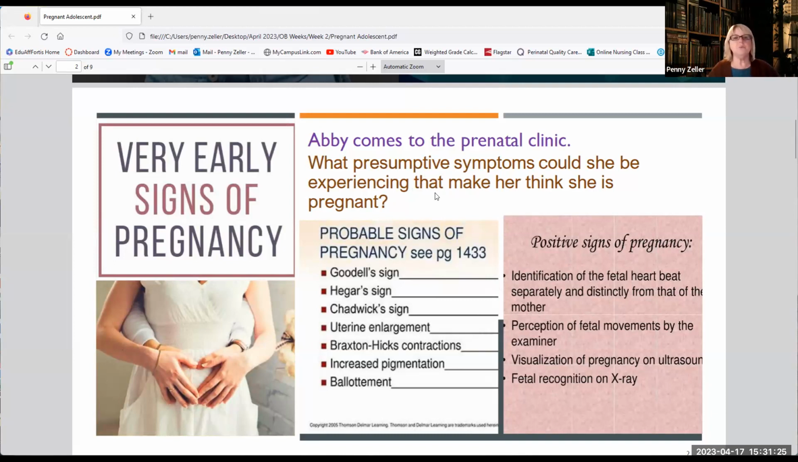Okay. So presumptive, if you try to remember these in the setting of admitting a new client into your practice, when she comes in and she tells you her symptoms, she thinks she's pregnant. What are some of her presumptive symptoms? We're presuming she's pregnant because of what she's telling us. Okay. The probable signs are what I see or what I palpate. Those are probable signs. And then the positive, we have to hear the baby or see the baby. Does that make sense to everybody? You do need to know those.